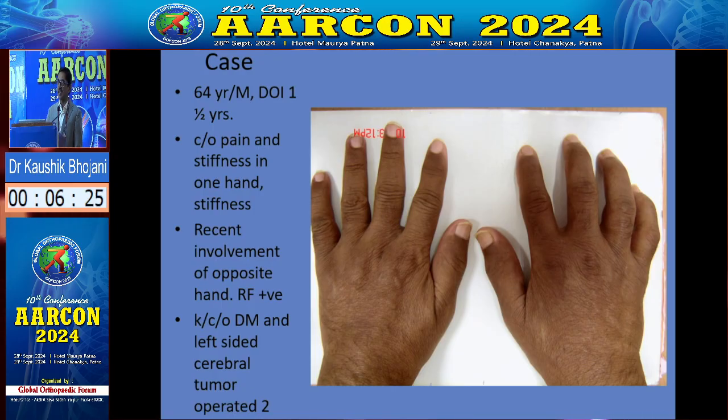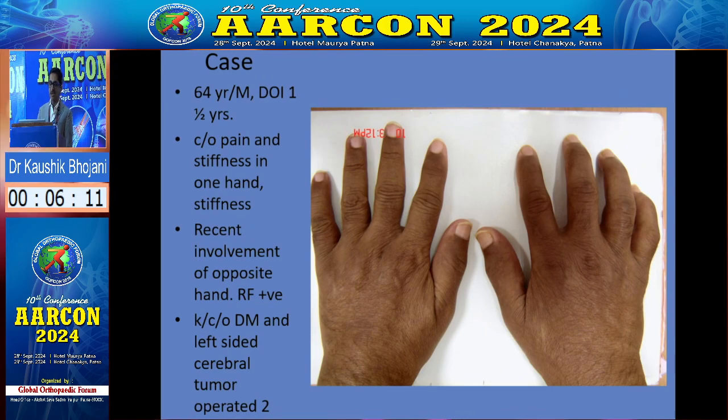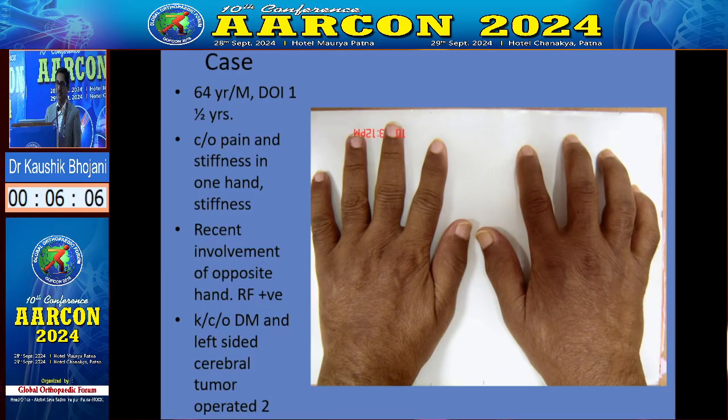And hence, this gentleman came with first one hand swelling, fingers, hands, wrists, MCPs. The rheumatoid factor was positive, and later the left hand started paining. And the background history was he was a diabetic, and he had a left-sided cerebral tumor operated 2 years ago. Ring a bell? So this was like an RSDS. There was a left-sided cerebral tumor which was operated, and if you correlate, you will realize that a few weeks later is when the right hand got involved.